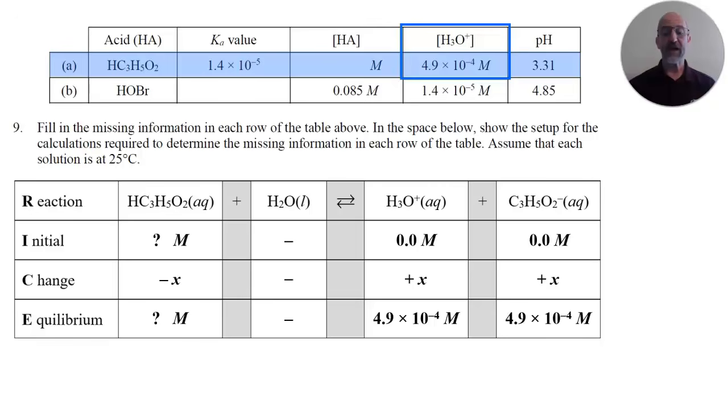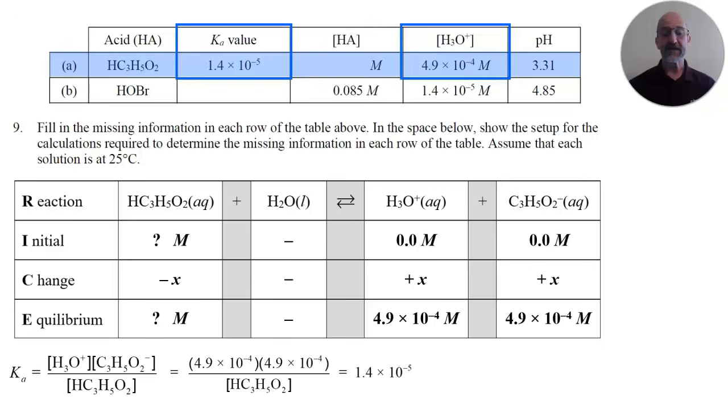So let's go ahead and plug in everything we know, including the Ka value, into the Ka expression. So I've got 4.9 times 10 to the negative 4, basically squared, in the numerator. In the denominator, I don't know what that concentration is, and then the Ka is 1.4 times 10 to the negative 5. So all I really have to do is a little bit of simple algebra and rearrange that equation.